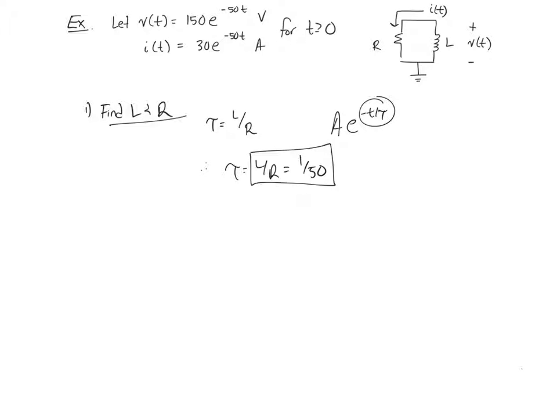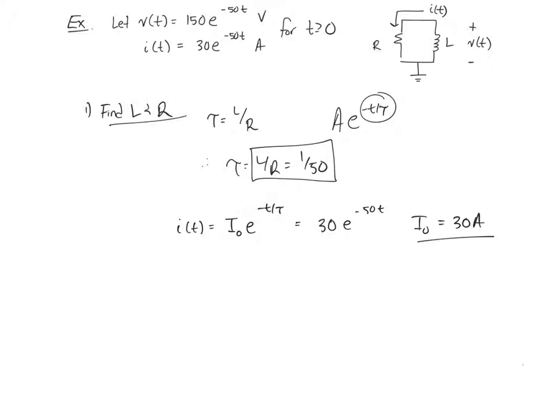So for part 2, let's look at the initial and the final conditions of the problem. We know that the final value of the current must be 0 because there are no independent sources present in the problem. Therefore, we know the expression for the current through the inductor is going to equal the initial current times e to the minus t over tau. Therefore, since this equals 30 e to the minus 50t, I naught must equal 30 amps.